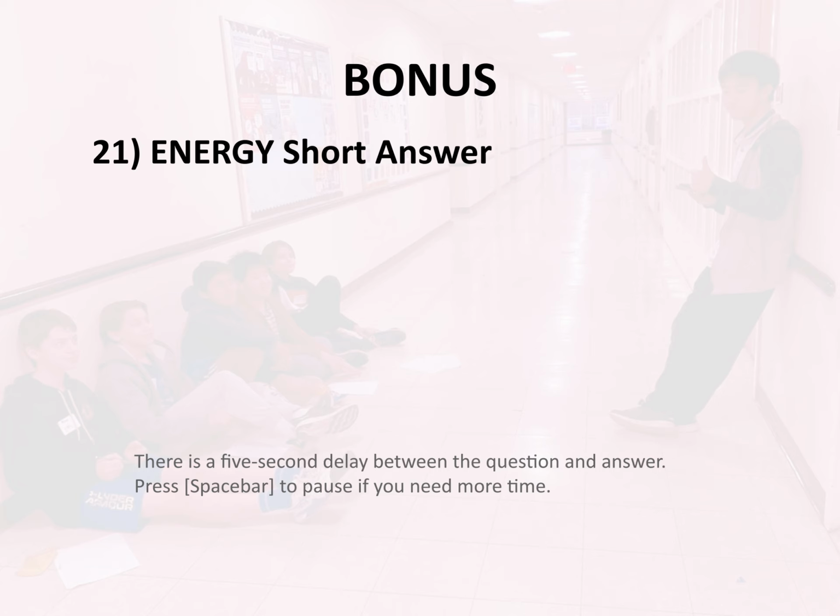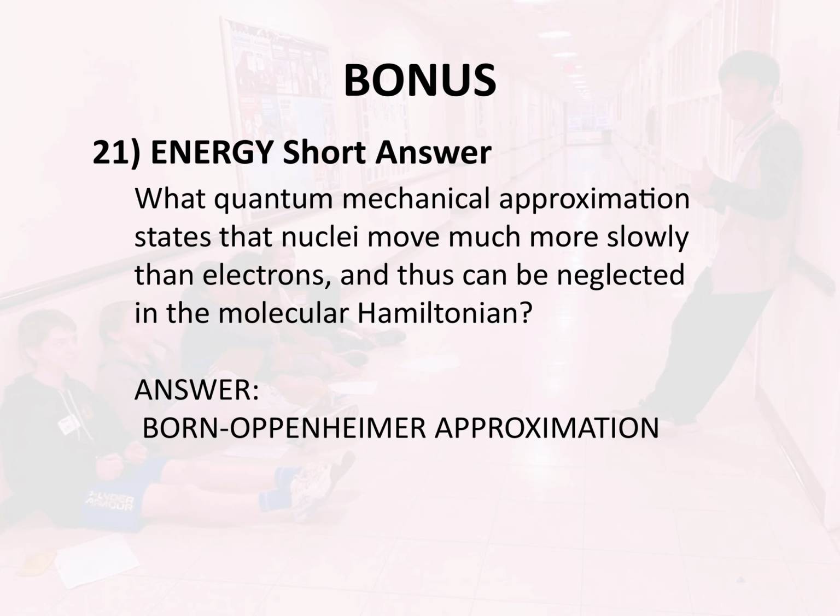Bonus 21. Energy short answer. What quantum mechanical approximation states that nuclei move much more slowly than electrons, and thus can be neglected in the molecular Hamiltonian? Answer: Born-Oppenheimer approximation.